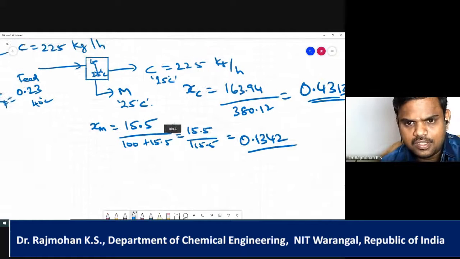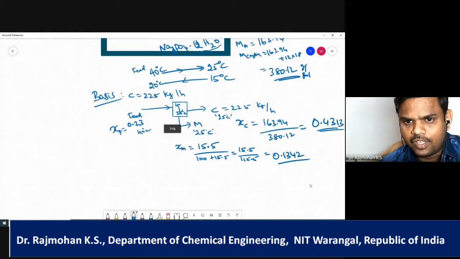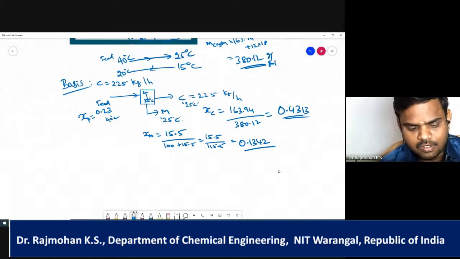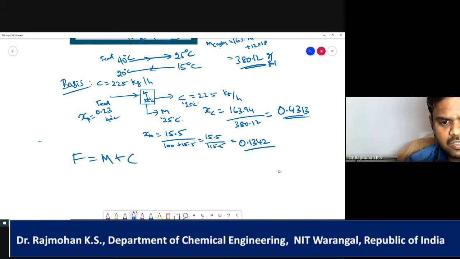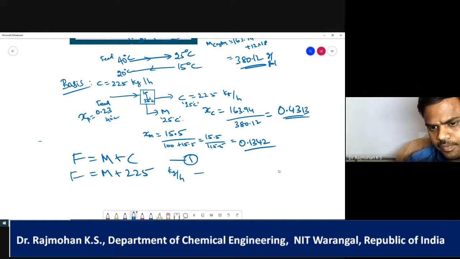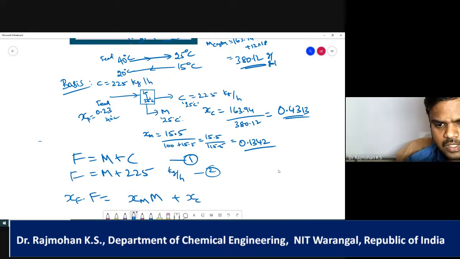So we have Xf value readily given 0.23, and now we can write overall material balance and individual material balance. I am going faster because we have already done enough problems in solving this material balance, right? So here we have to focus mainly on energy balance. So what is the overall material balance? We have F equal to mother liquor plus crystal formation. So crystal formed is equal to 225 kg per hour. So all this will be in kg per hour. If we write individual material balance, we have Xf into F equal to Xm into M plus Xc into C.